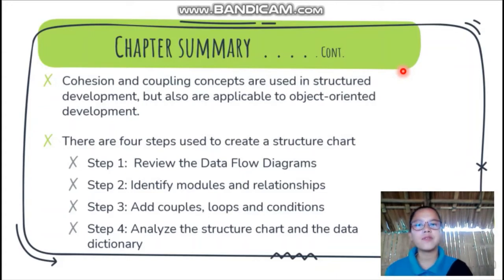There are four steps used to create a structure chart. First, you review the data flow diagrams and object models to identify the processes and methods. Second, identify the program modules and determine control subordinate relationships. Third, add symbols for couples and loops. And last, analyze the structure chart to ensure that it is consistent with your system documentation.